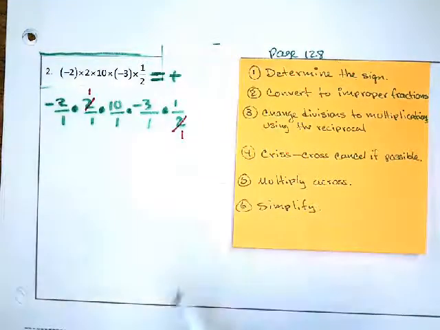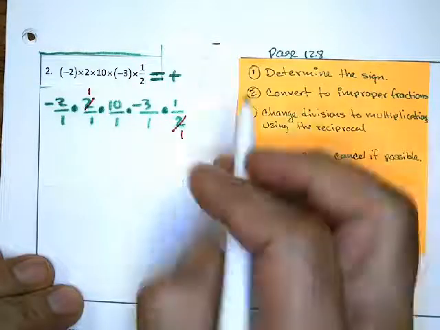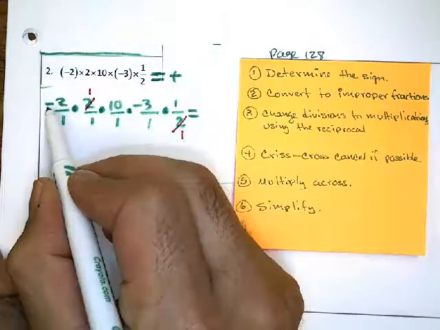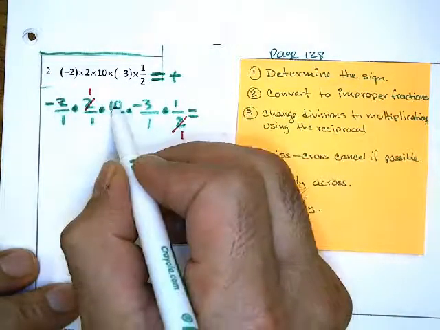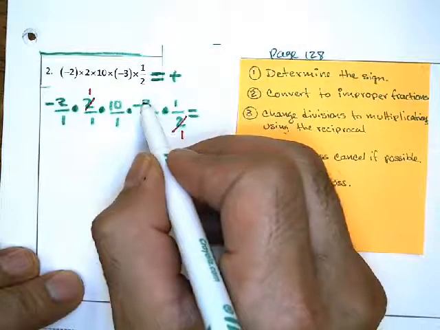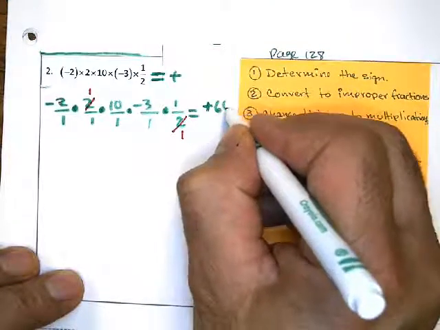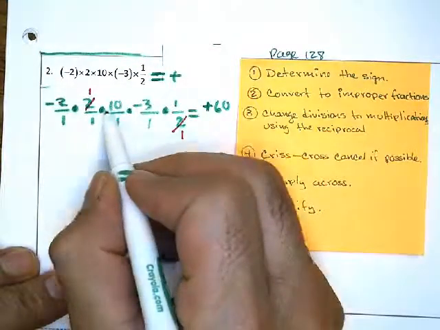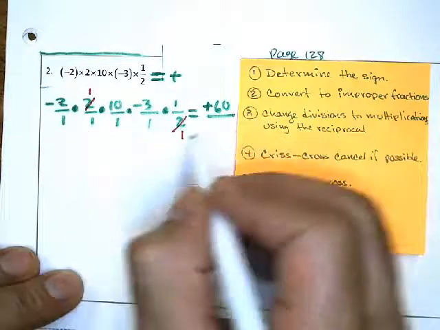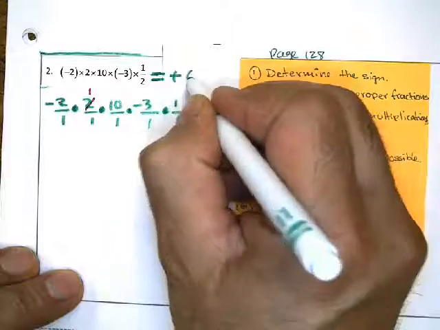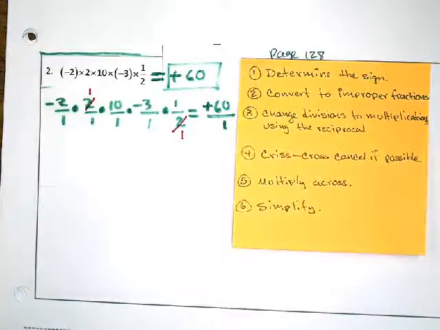All right, so now all I got to do is multiply everything, all the numerators and all my denominators. So -2 times 1 would be -2, times 20 would be -20, times 3 would be -60, or +60, sorry. Yes, negative times a negative would be positive. And then 1 times 1 times 1 times 1 times 1 would be 1. So my answer is 60, or 60/1. And that's it.